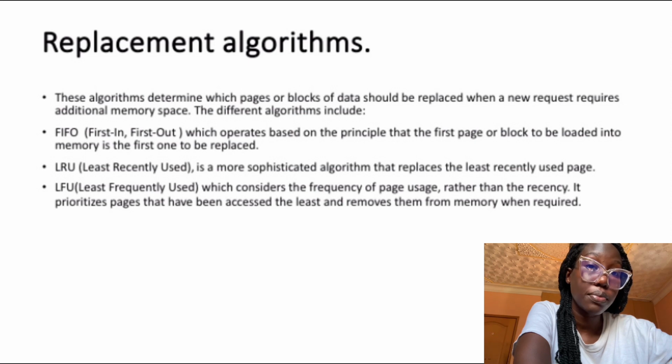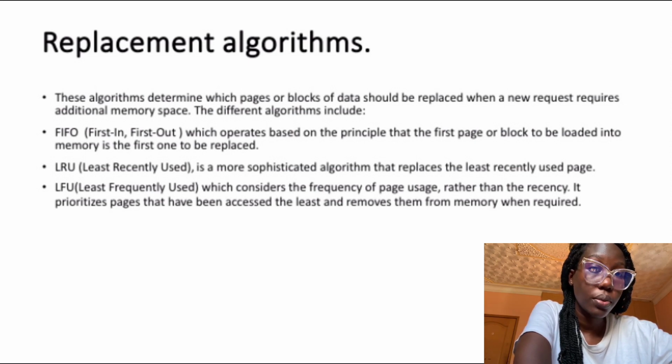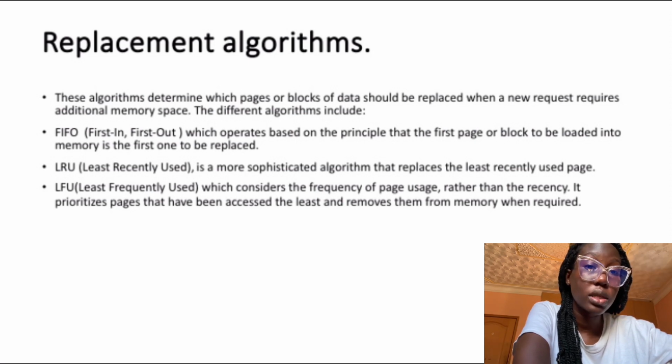The second algorithm we have is the LRU, which is more sophisticated in the sense that it replaces the least recently used page. It relies on the idea that pages that have not been accessed recently are less likely to be used again in the future. This algorithm also maintains a reference bit for each page and updates it whenever the page is accessed. However, also with this algorithm, pages that are useful can be discarded, and that can eventually reduce the efficiency of the system.